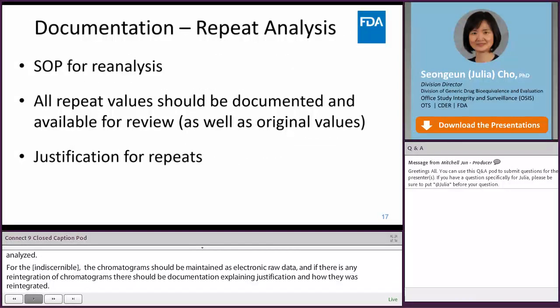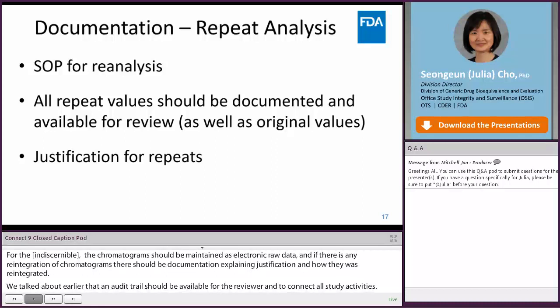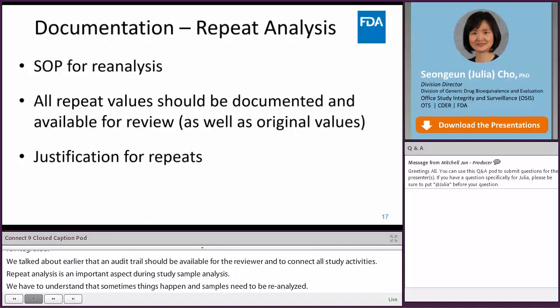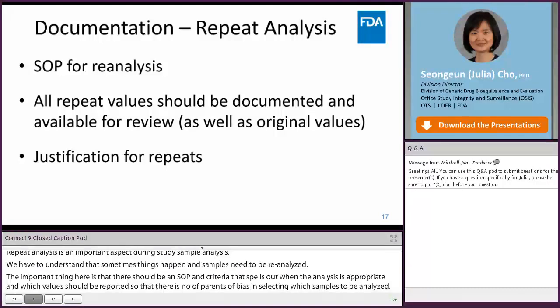Repeat analysis is an important aspect during study sample analysis. We understand sometimes that things happen and samples need to be reanalyzed. An important thing here is that there should be an SOP and criteria that spell out when reanalysis is appropriate and which value should be reported, so that there is no appearance of bias in selecting which samples to be reanalyzed. Following reanalysis, all values, including both the original value and repeat data, should be available for review.